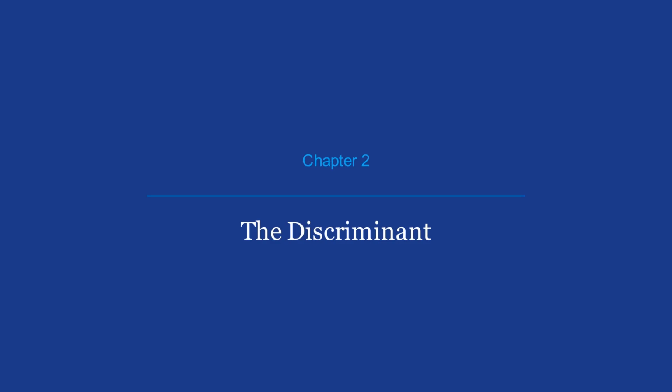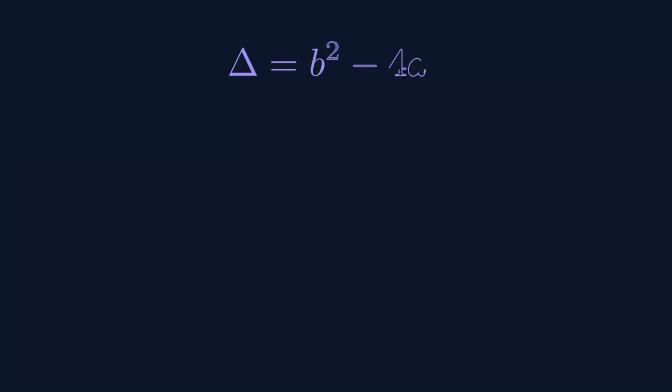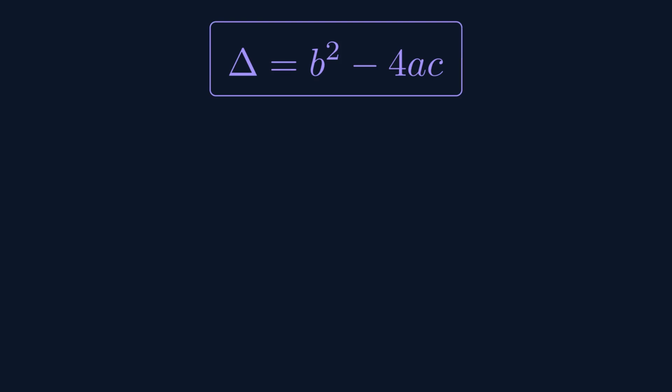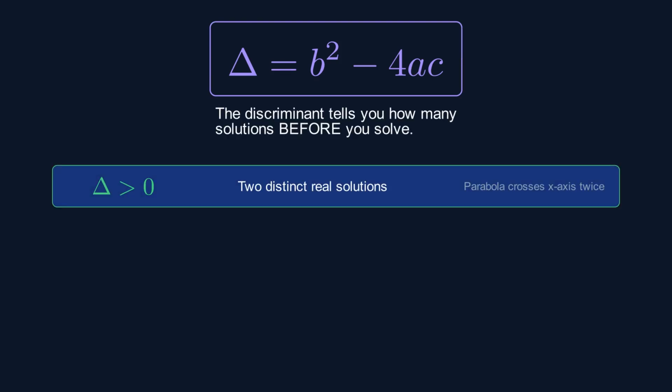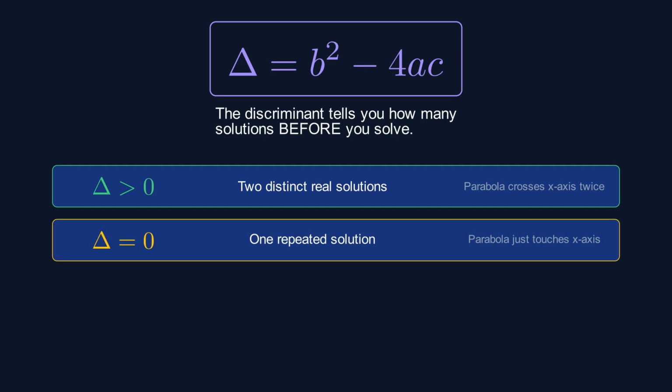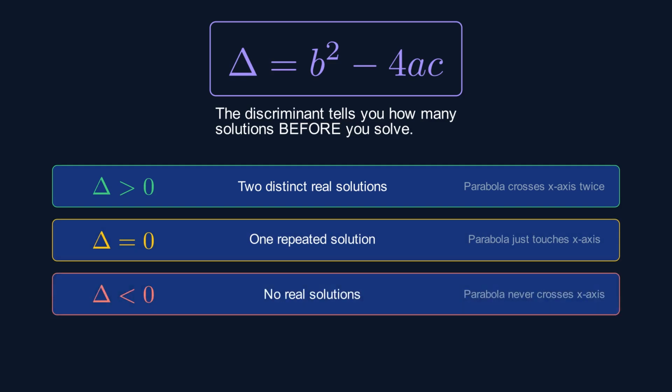Chapter 2, the discriminant. The expression inside the square root, b squared minus 4ac, is called the discriminant. It tells you how many solutions the equation has before you even solve it.